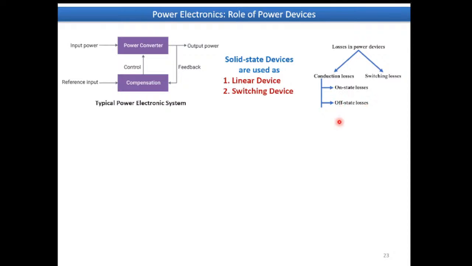Ideally, in a switch the loss should be zero when it is in the on state. There should not be any resistance, so there should not be any voltage drop across your device, and only an infinite amount of current should flow. This is the ideal case. Then when your switch is turned off, there should not be any leakage current. But finally, these are all ideal situations, and we will always end up with some losses. The main purpose of this power device research is how to reduce all these losses and increase the overall efficiency of our power electronic system.